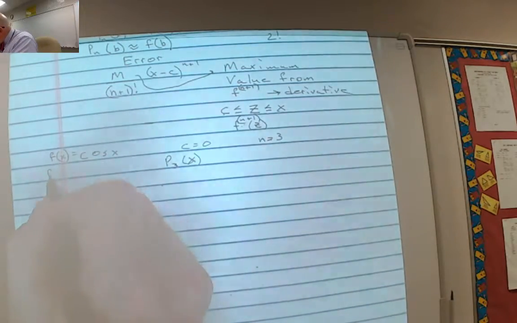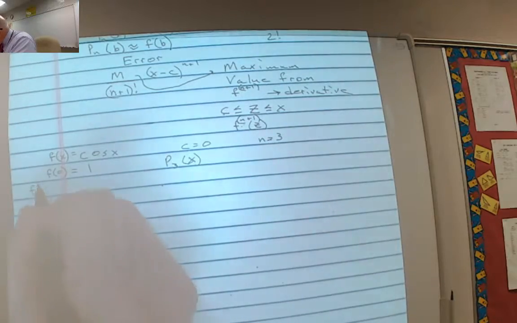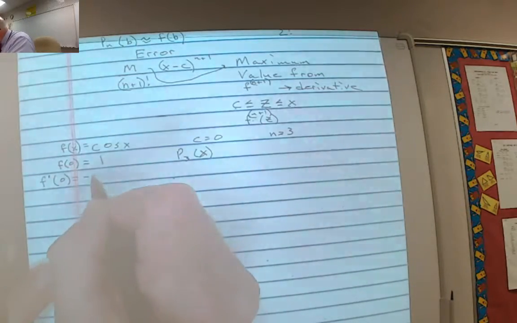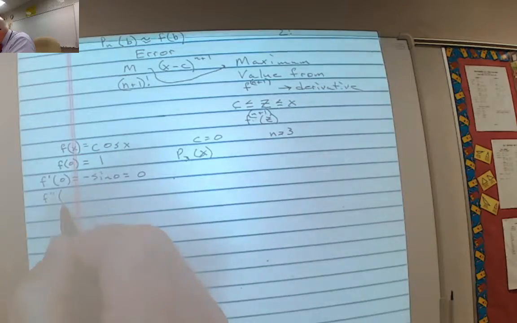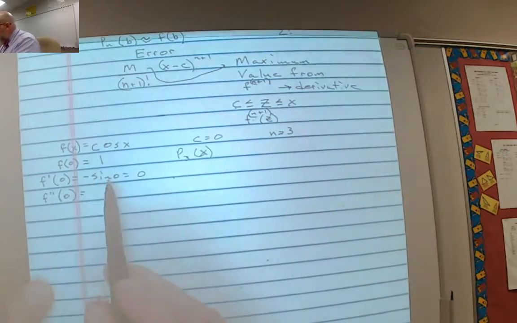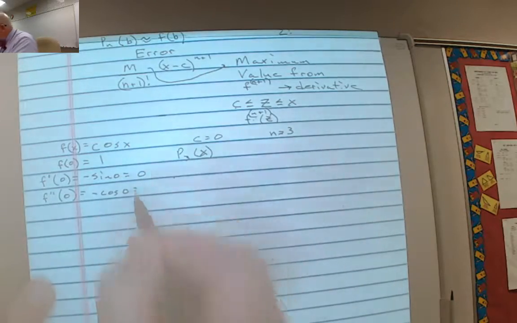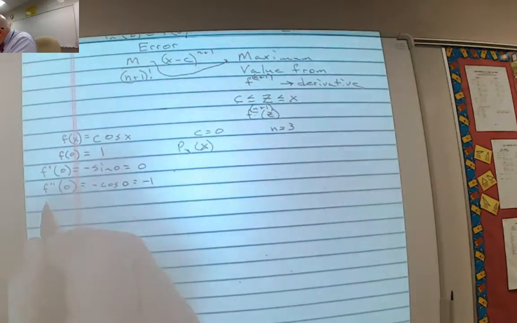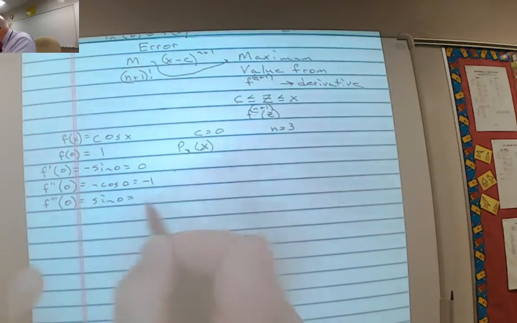So the first thing I'm going to figure out is f of 0. And what would that be? 1. So I'm going to take the derivative and plug in 0. The derivative of cosine is negative sine. So I got negative sine of 0, and that's going to be 0. Correct? I'm going to take the second derivative. The derivative of negative sine is negative cosine. And I'm going to plug 0 into that, and that's going to give me negative 1. And I'm going to come up with my third derivative. Plug in 0. The derivative of negative cosine is sine. I'm going to plug in 0, and I'm going to get 0. Correct?